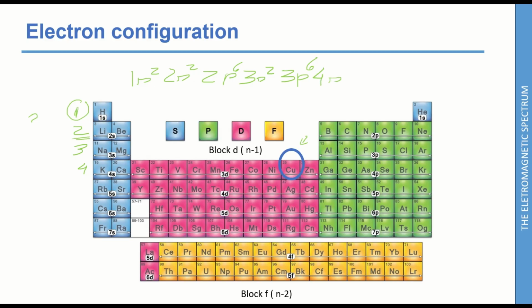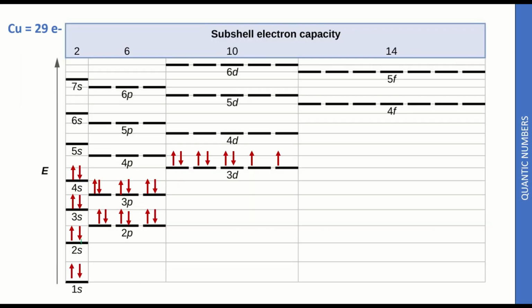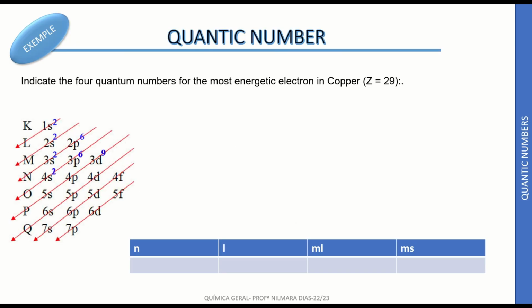We pass to block S, which has 2 houses, and the copper is located in the D, but look at this. Block D, we decrease 1 level. That means now I have 3 instead of 4, because 4 minus 1 is 3. So I have 1, 2, 3, 4, 5, 6, 7, 8, 9. So it's D9. That is the electron configuration. Good? So let's go back and fill this out. I have D9, right? That is the most energetic because it's the last one in the spin.